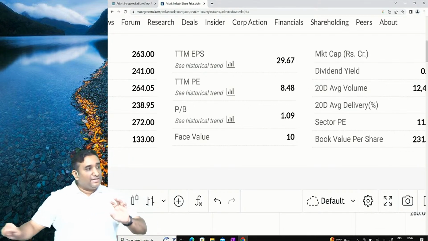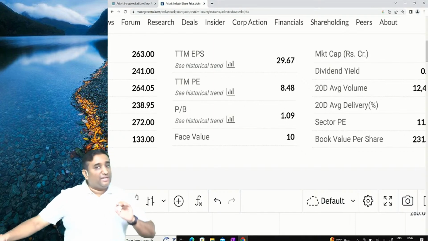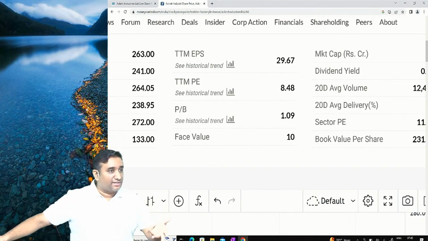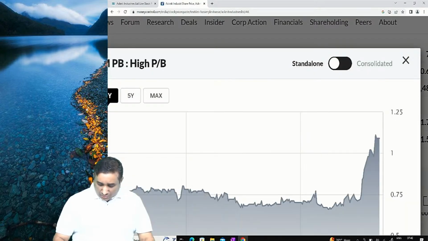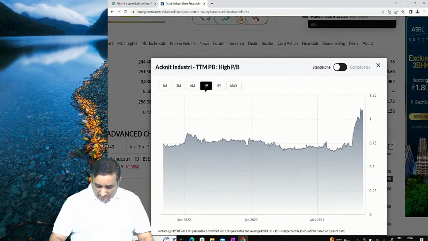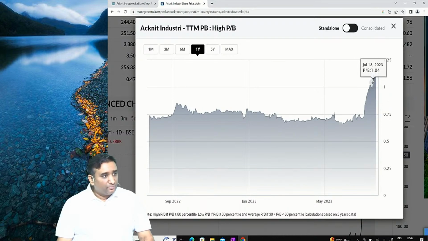Either this company has to continue reporting the same numbers, or maybe some investor has found interest in it. We do not know what has happened. I'm just taking the name of this company because it has remained stagnant. If I look at the 1 year chart of the P/B ratio, it was trading around 0.75, never exceeded 1, and suddenly now it is above 1.